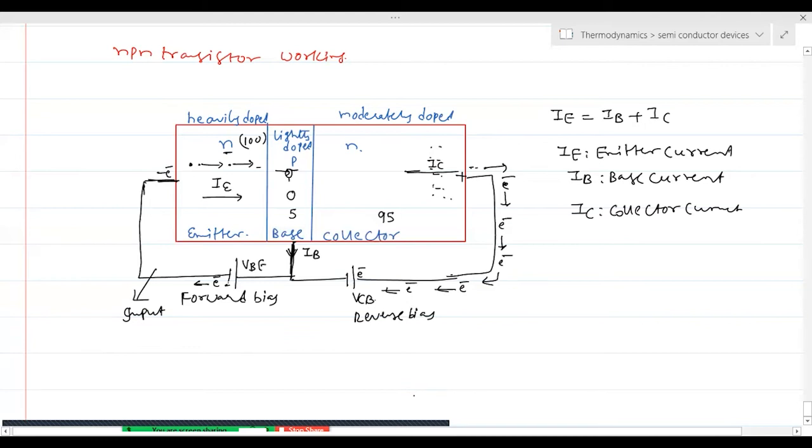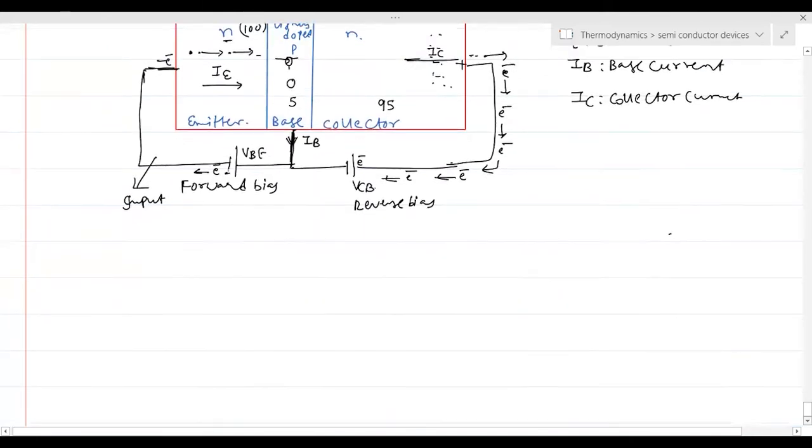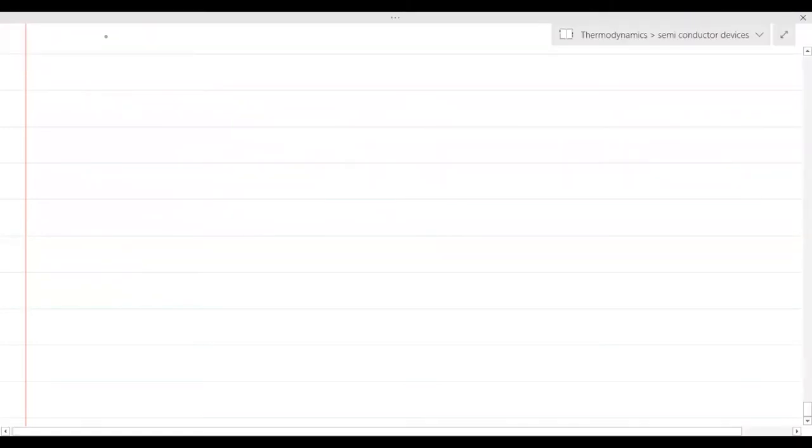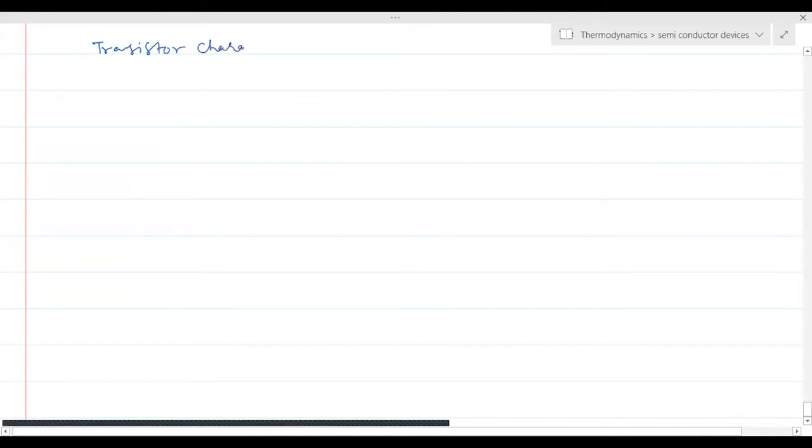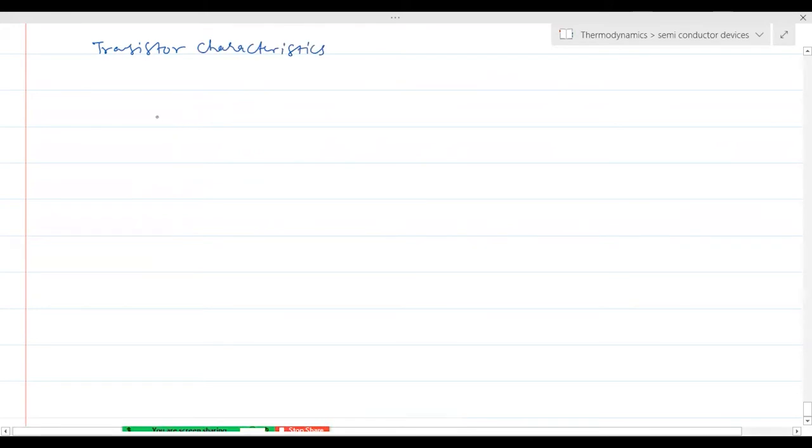After the functioning, we used to think of its characteristic curves. That means in input how it will act and in output how it will act. Very briefly we will take that because it has no greater importance. So, transistor characteristics.